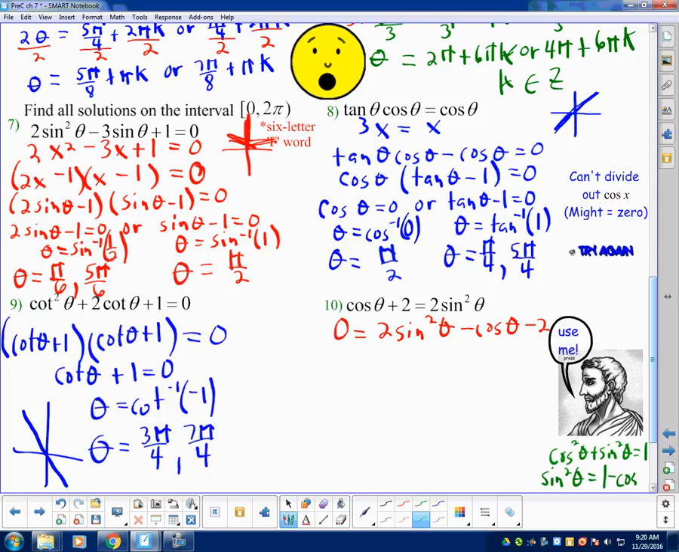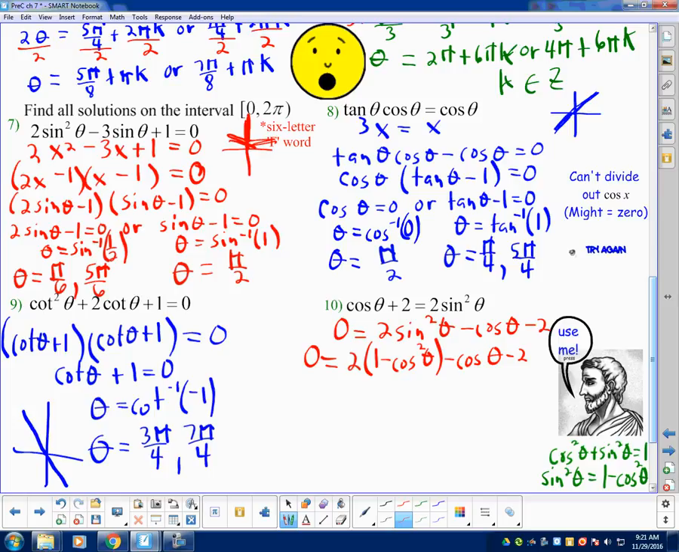1 minus cosine squared theta, right? Sine squared theta is equivalent to 1 minus cosine squared theta if I move the cosine squared theta over. So we're just rewriting the Pythagorean identity so that sine squared of theta equals 1 minus cosine squared of theta. So I'm going to replace sine squared of theta with 1 minus cosine squared of theta. And what that accomplishes is now I have, by substitution, an equation in one variable.